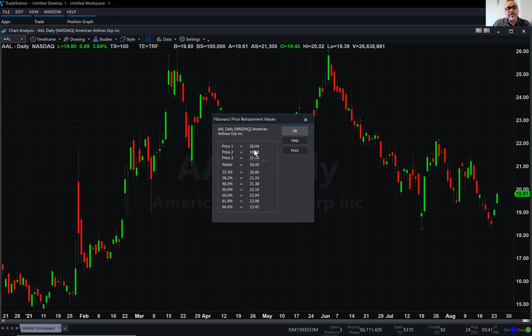And between price 1 and price 2, we have all these other different levels. Price 3 is 2216, but if the price goes to 2345, which is right here at the bottom, that would be a 66.6 retracement. It would have needed to go to 23.08 to have hit the 61.8 retracement as well. So it does give you additional levels in the form of prices that could be used as different profit targets or stop losses if you want to use them in that way.